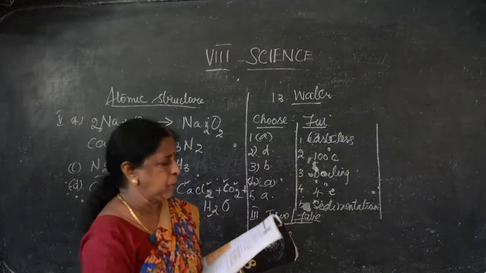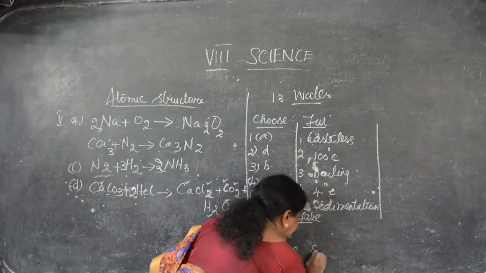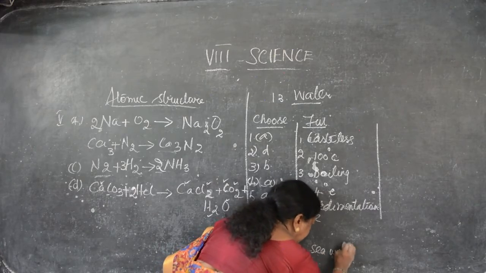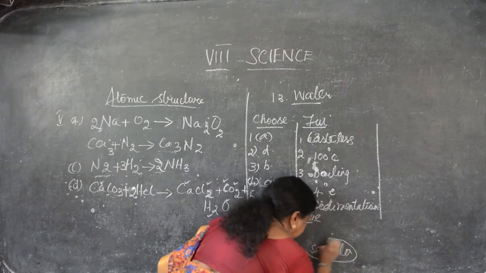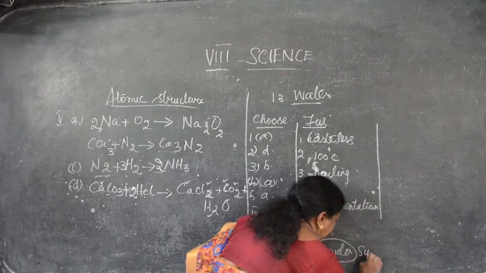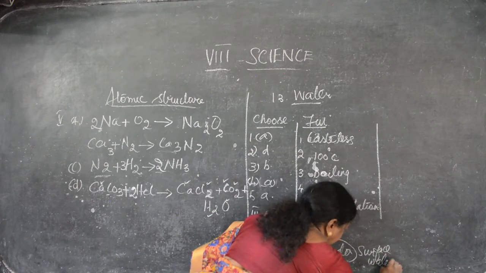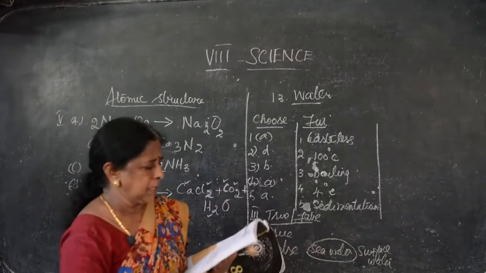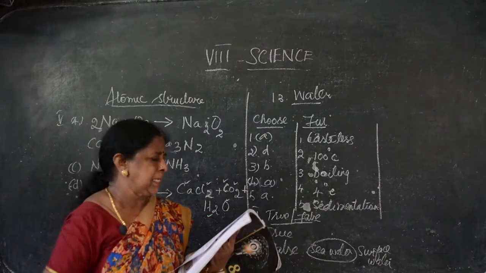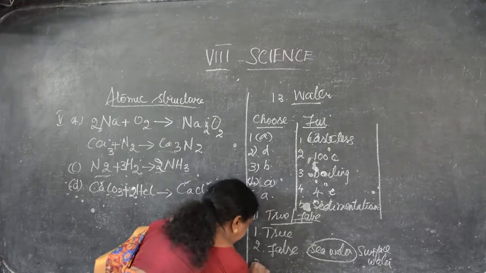But in the exam you have to write properly what I said. But here I am writing in the short way. In the place of sea water, write here surface water. Instead of sea water you have to write surface water. So our answer will be false. Surface water is suitable for irrigation as it contains dissolved salts. Third one is true.